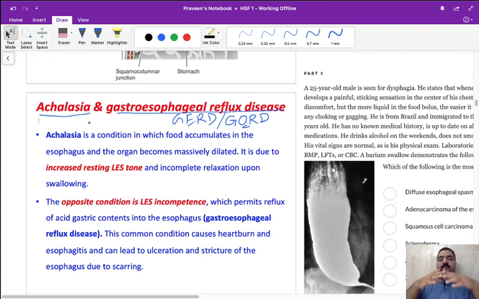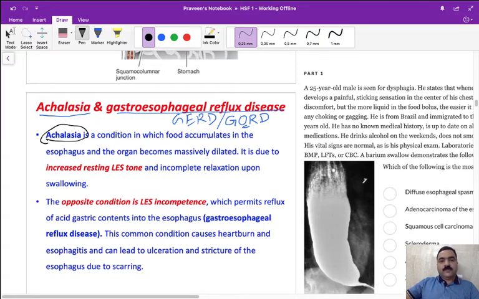Whereas when the food is not going down because it is too tight, how will the patient complain? They feel heaviness, like a big stone or something is kept on their chest. They will feel the heaviness. That is the major complaint for achalasia.